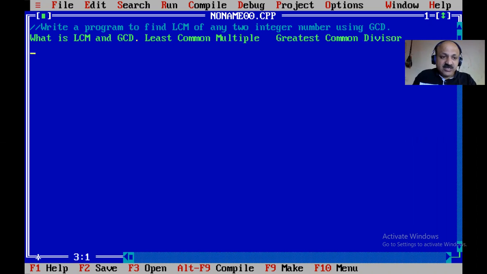First, we can just find the LCM of 3 and 4. The answer is 12. The LCM is the least common multiple, or we can say the lowest common multiple, also known as the smallest non-zero common multiple. How do we find it out? You can multiply 3 and 4 and find a common multiple.